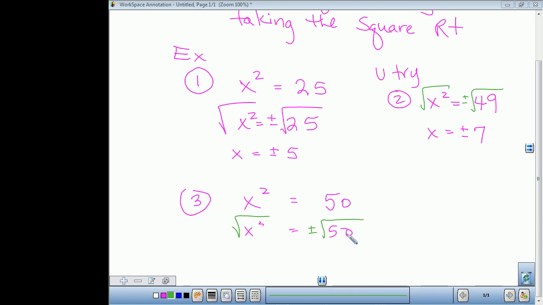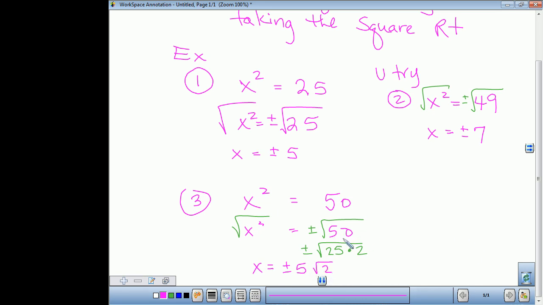So we have to think about, what is the largest perfect square that divides into 50? 25. 25 goes in there how many times? 2. And so here we get x equals plus or minus, what is the square root of 25? 5. And we don't know the square root of 2. 2 is not one of our perfect squares, so it stays under.